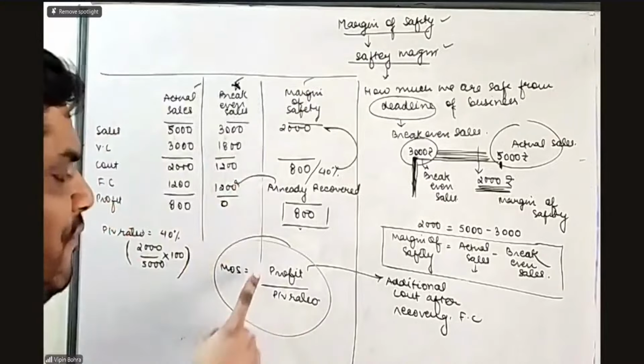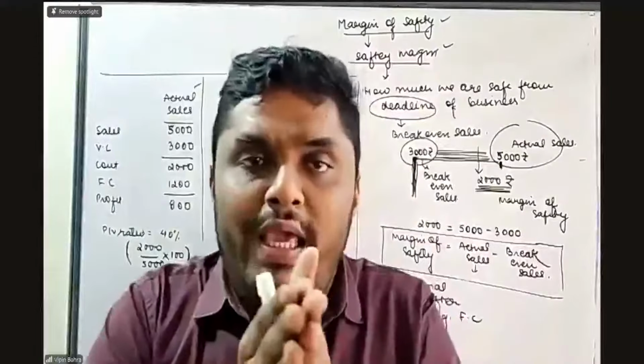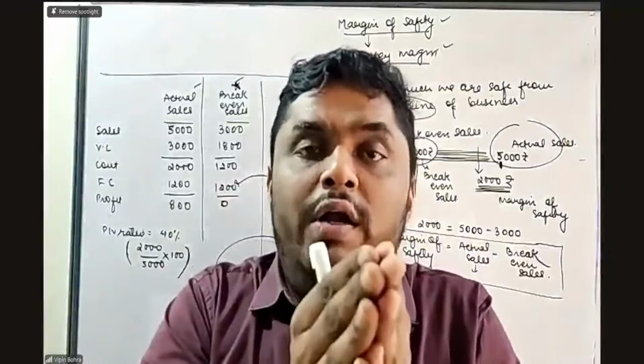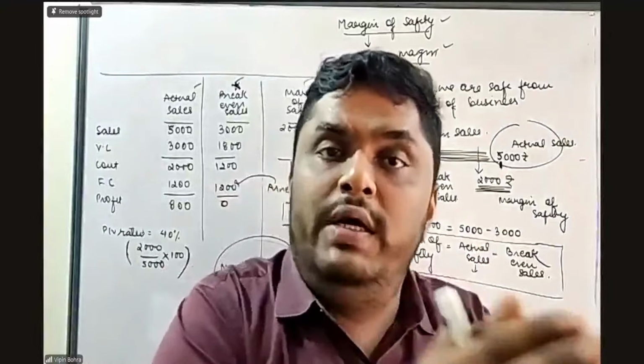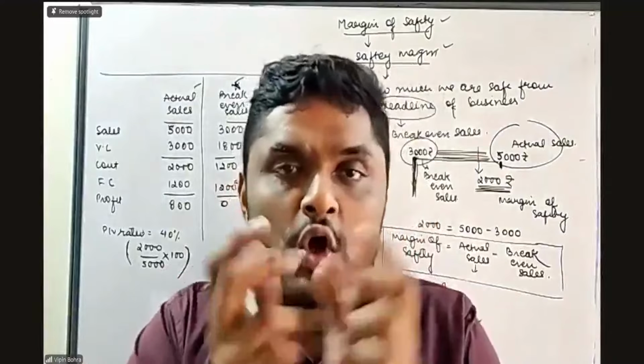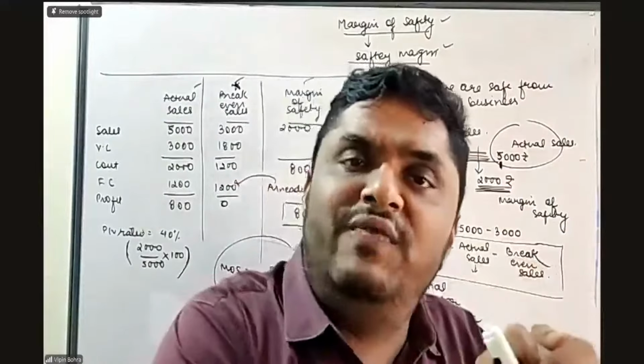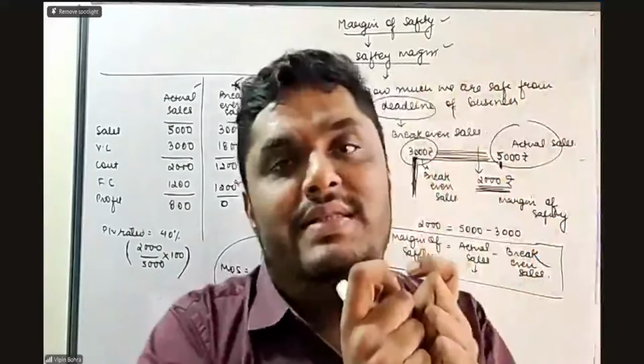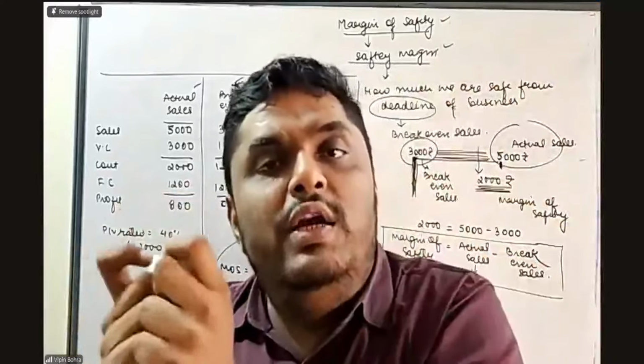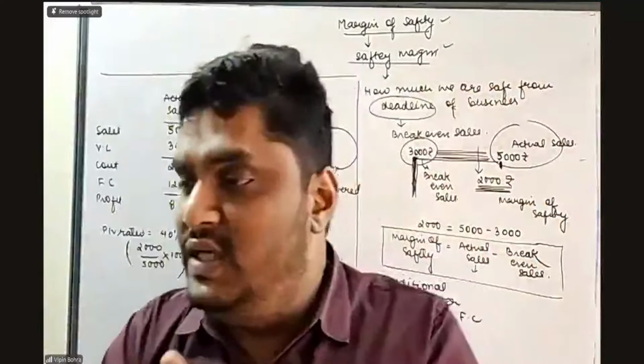Yes, actual profit divided by PV ratio. When talking about contribution, the contribution is what? Basically, the contribution towards fixed cost and profit. So whatever we are contributing towards fixed cost, we are getting break-even sales. And whatever we are contributing towards profit, we are getting margin of safety.